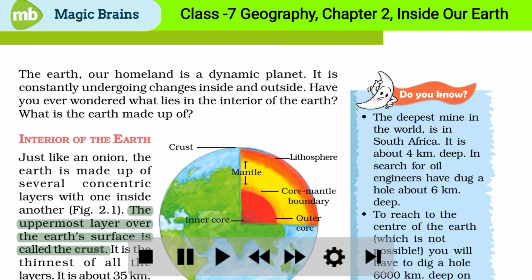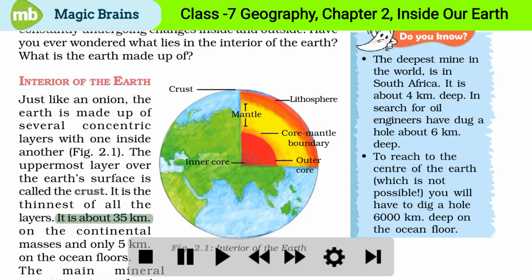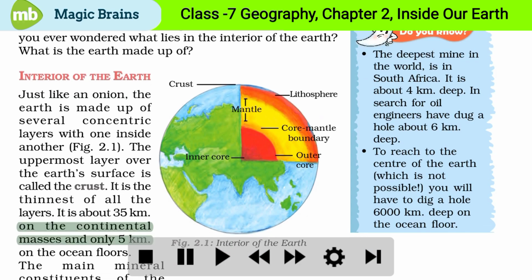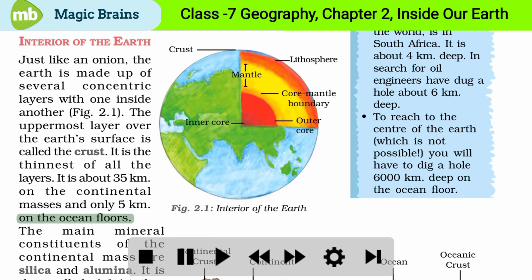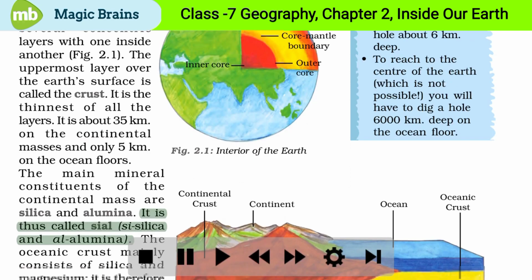The uppermost layer over the Earth's surface is called the crust. It is the thinnest of all the layers. It is about 35 kilometers on the continental masses and only 5 kilometers on the ocean floors. The main mineral constituents of the continental mass are silica and alumina. It is thus called SiAl, Si from silica and Al from alumina.